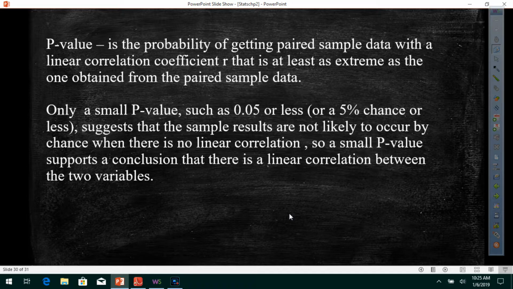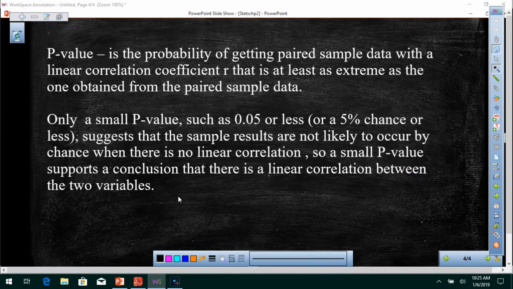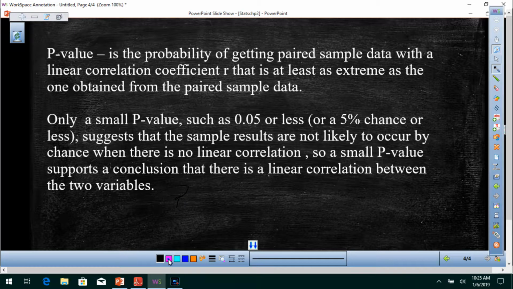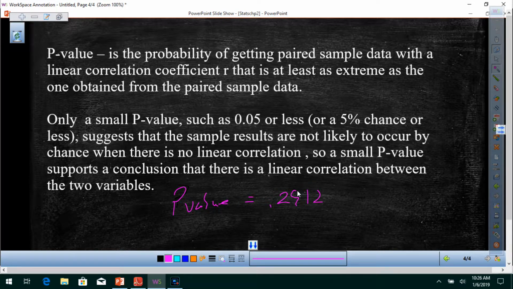Okay, and just so you know, the p-value for this was 0.2912, which is greater than 0.05. So again, no correlation. They would both give you the same answer.